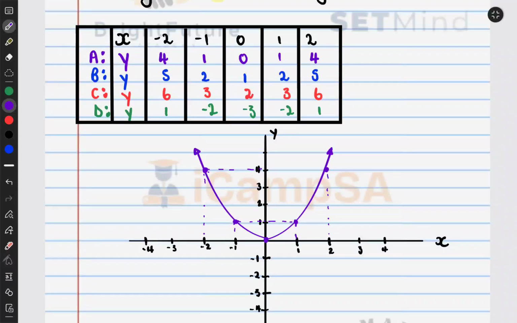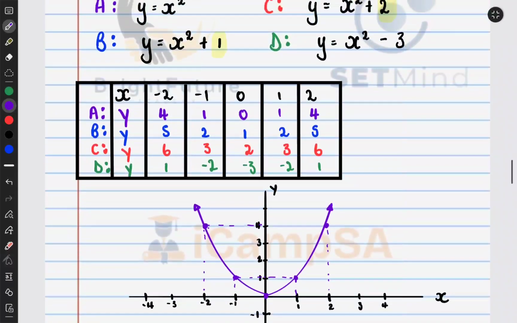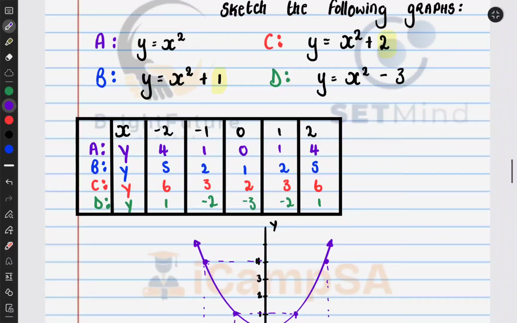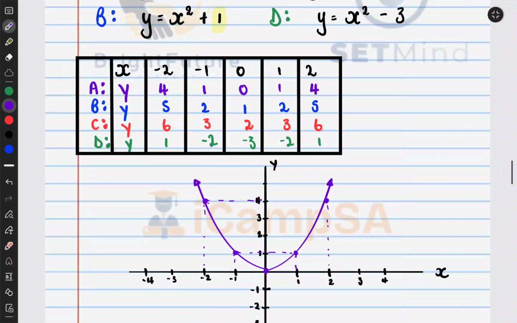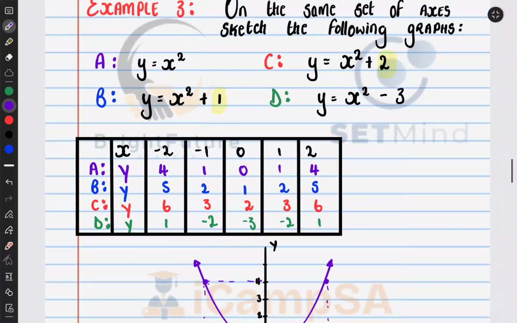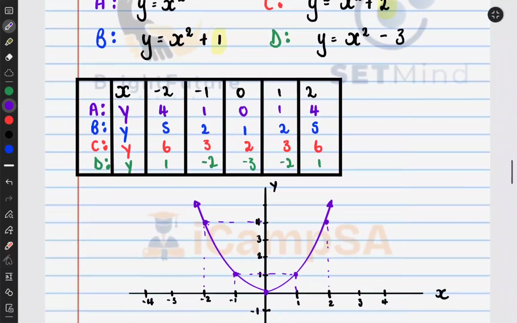Okay, and then from there, so that is the original function, or the mother function, of y is equal to x squared. For function number b, what have they done? They added 1. Now q is 1. For function number a, q was 0. Okay, let's plot the points. So for -2, we have 5.